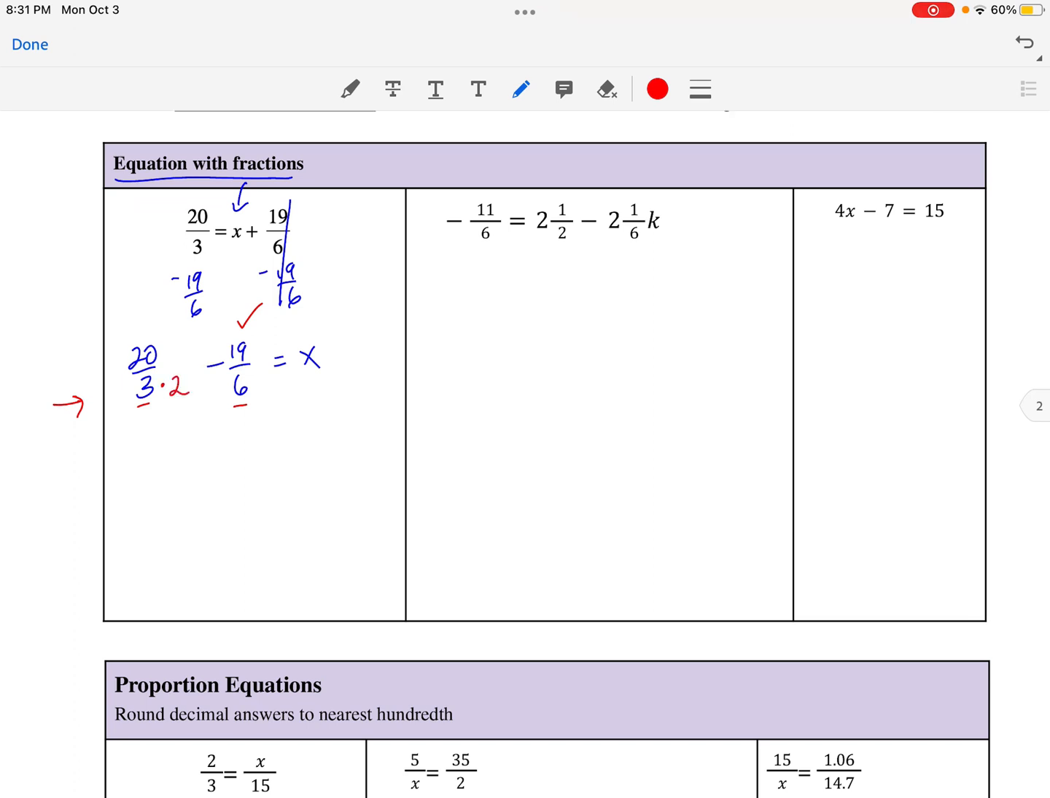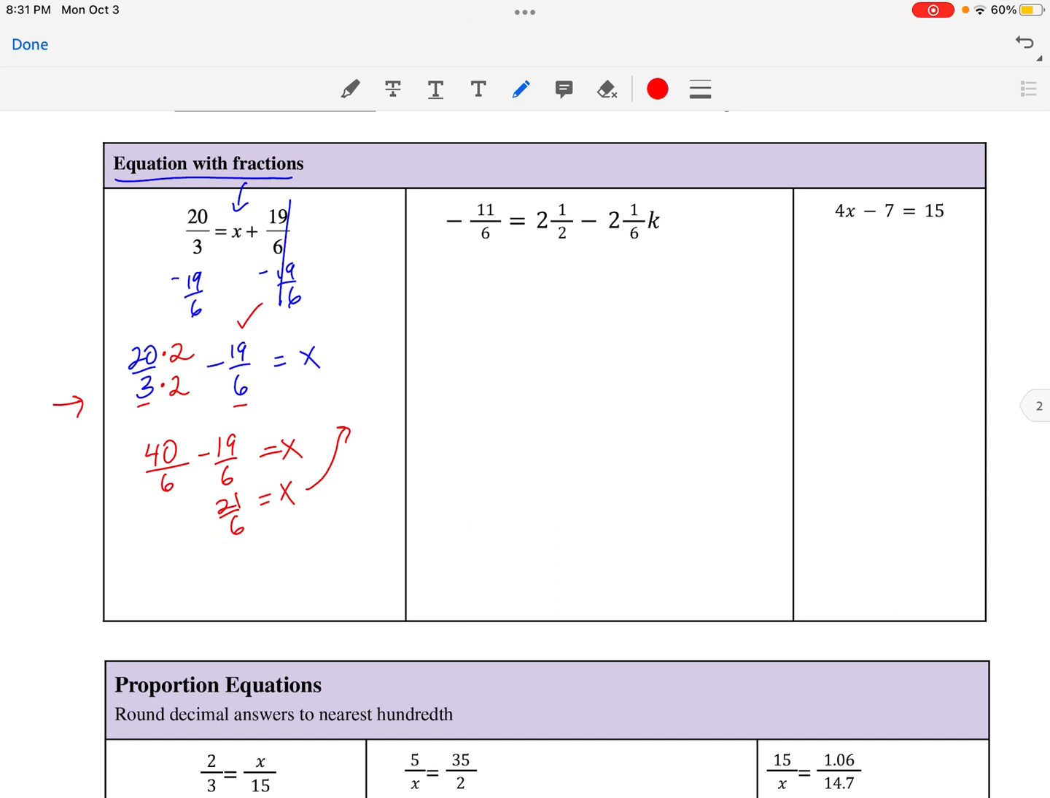And we know the rule is for fractions, whatever you do to the bottom, you have to do to the top, or you change the value of the fraction. So we're going to multiply both the top and the bottom by 2. And so the numerator will be 40. The denominator will be 6. 40/6 minus 19/6 equals x. And we get x equals 40 minus 19, 21/6.